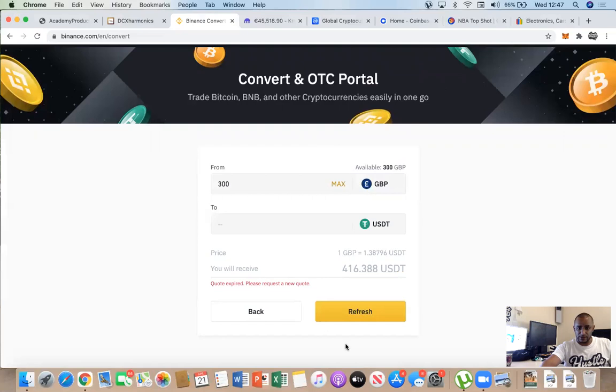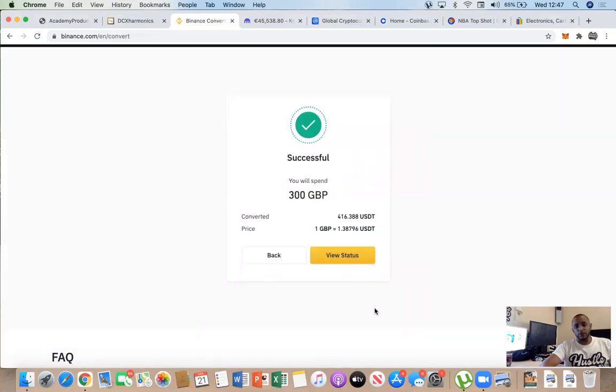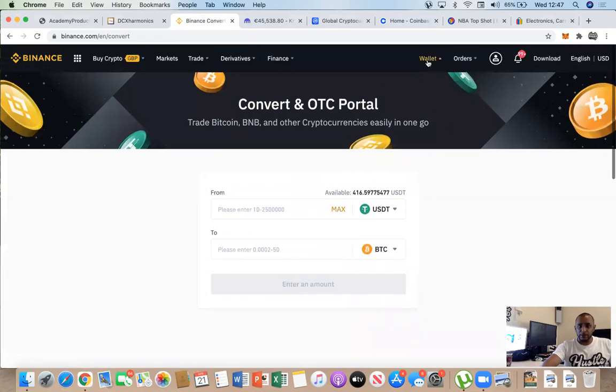If it expires, all you need to do is click refresh and it will regenerate a new quote. Then you've got another 5 seconds to accept the rate that is given to you. That's all this is. It's giving you the rate. As we know, it slightly moves up and down. So this figure here might just move up and down. So let's see if it gives me a little bit more. No, it's not. So I'm happy with that. I'll click convert. So what's happening here? We've successfully converted £300 to USD Tether. Now, with my USD Tether, I can go ahead and trade that now.